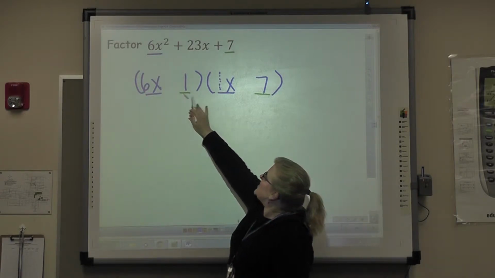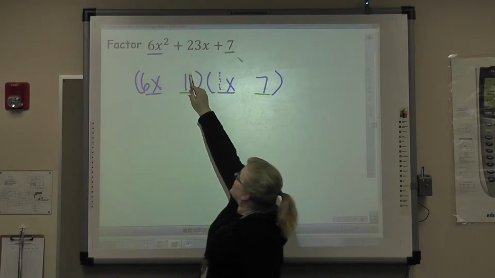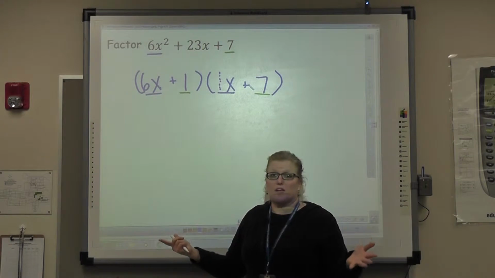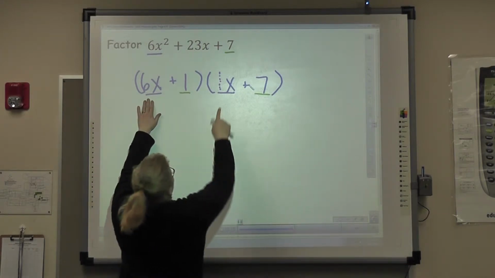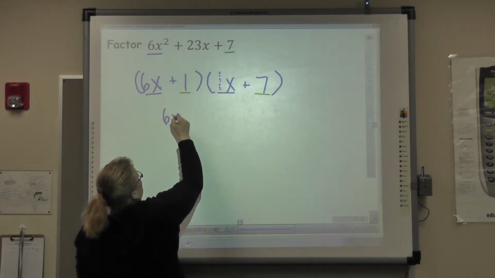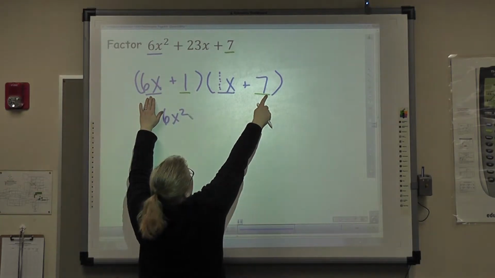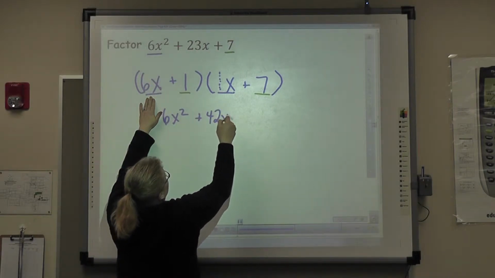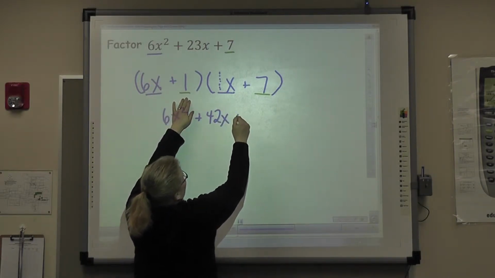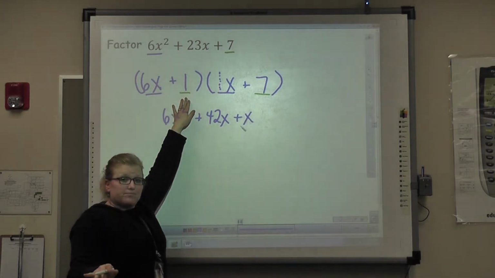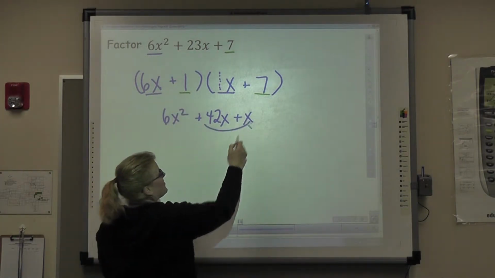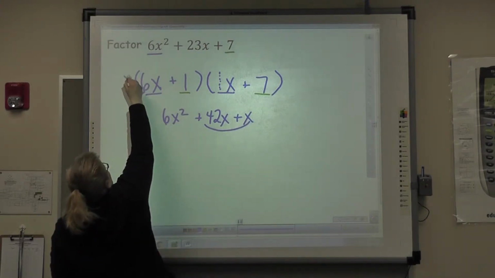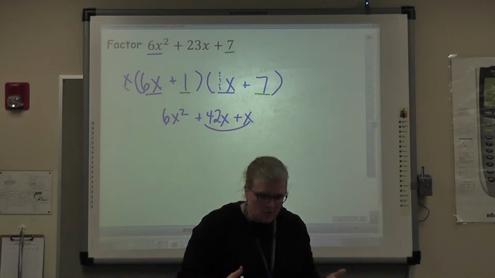Okay. 1 times 7 will give me 7. And I've got a plus and a plus, so I'm going to add those up. I'm going to FOIL. And I'm just going to see what I get. So 6x times x, 6x squared, 6x times 7, okay, is 42x. 1 times x is x. All right, I can stop. I really can stop right there because I can see right there that that's 43x. I know that that's not going to work. Okay, so we're going to try it another way.